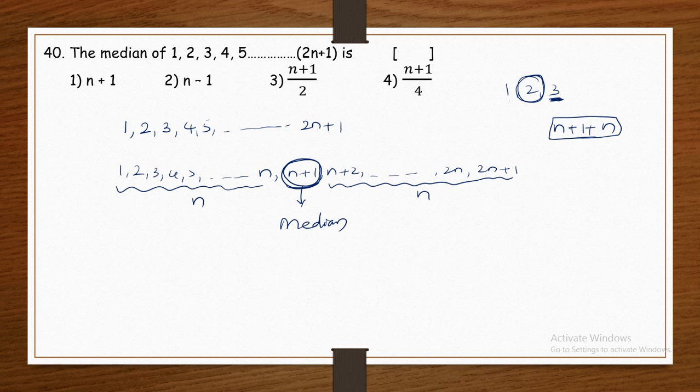Understood? So whenever you are having 2n plus 1 observations, 2n plus 1 I can write as n plus 1 plus n. That means to the left of the middle I am having n observations, to the right I am having n observations. That means this middlemost one is nothing but my median. So clearly from 1 to n I have n observations, from n plus 2 to 2n plus 1 I am having n observations, then the middlemost one is nothing but my median. Hence what is the answer? It is nothing but n plus 1.